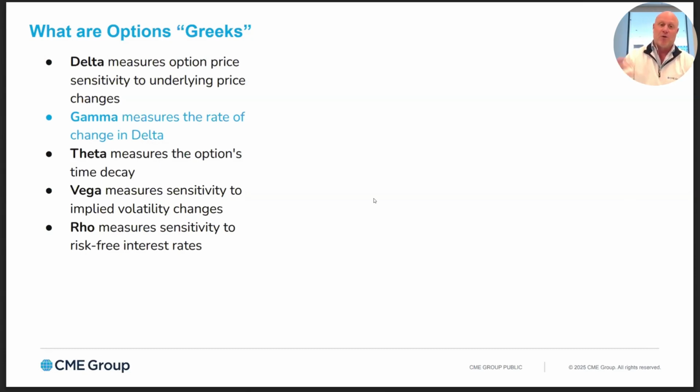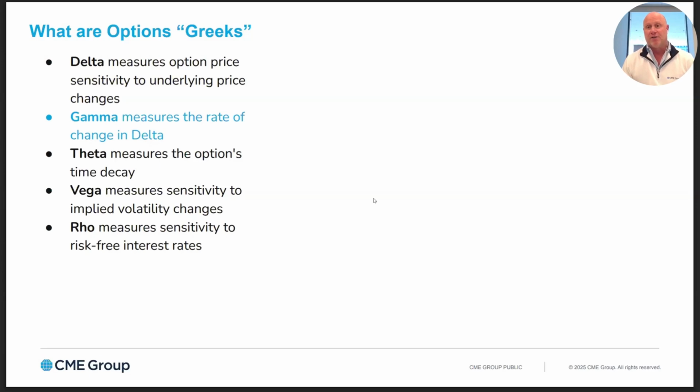If the delta was out of the money, and let's say it was a 0.25 or a 25 delta, and the underlying moved by 1, then you would expect the value of that option to move by 1/4 of a point. Now that's the mathematical definition of delta.